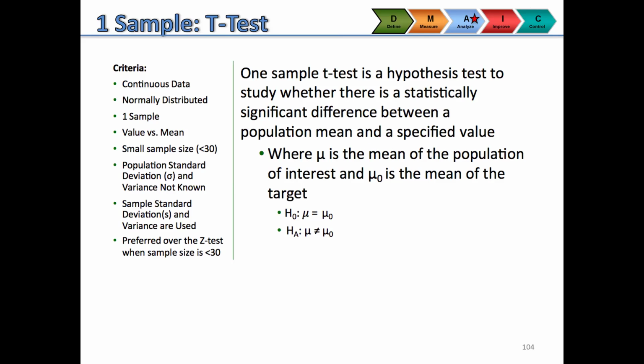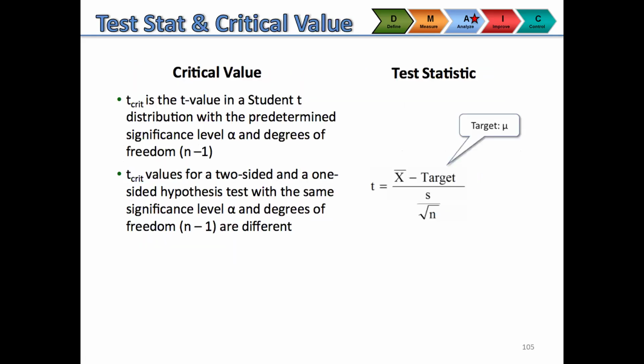The population standard deviation and variance aren't known. The sample standard deviation and variance are used. So we had that, and we knew that the standard deviation was 7, I think, 7 minutes for shopping. And it's preferred over the z-test when sample size is less than 30. And there's the test statistic.